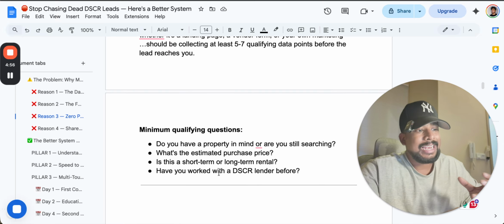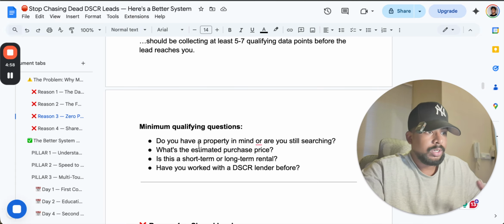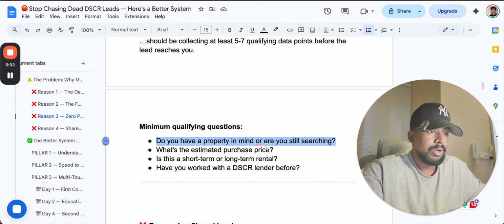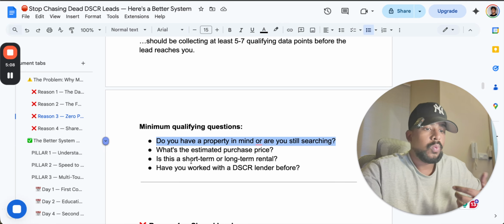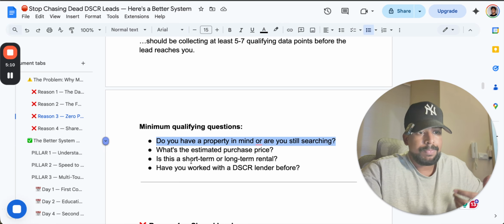Now, at minimum, you should ask these kinds of questions. Do they at least have a property in mind or are they searching for one? What's the price point? Are they looking for a short-term rental or a long-term rental? Or if they have worked with a DSCR lender, what's the credit score, how much are they looking to put down, and if they are working with any other lender or loan officer before as well.